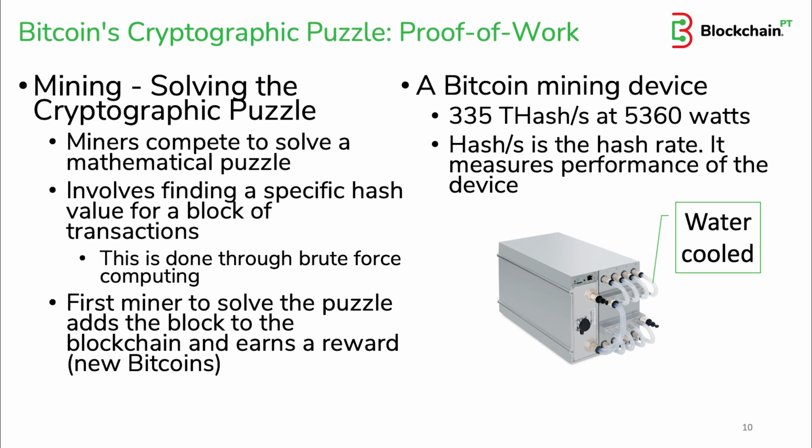A Bitcoin mining device. The photo shows a mining device specifically engineered to mine Bitcoins. Its computing power is measured in terahash per second. That is the number of SHA-256 message digests it can compute per second, as SHA-256 is fundamental in Bitcoin mining. The device shown can process up to 335,000 million SHA-256 per second and requires up to 5,360 watts, being water-cooled.